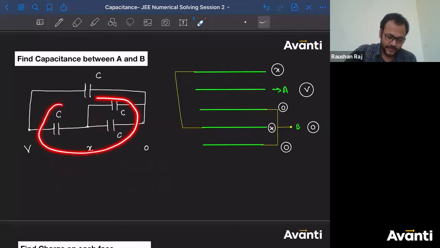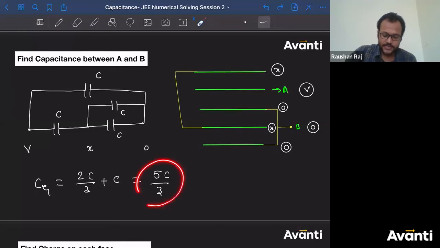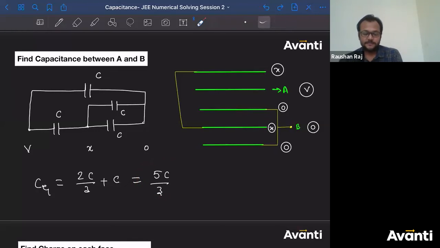Now this 2C by 3 and this C are in parallel. So C equivalent will be equal to 2C by 3 plus C. In parallel, C equivalent is C1 plus C2. क्या मिलेगा correct answer? 5C by 3. Sorry, I have not mentioned the units. So this is the answer. 5C by 3 is the correct answer.